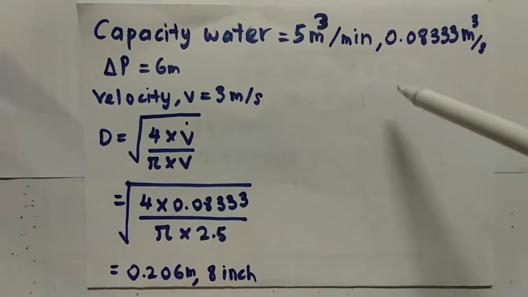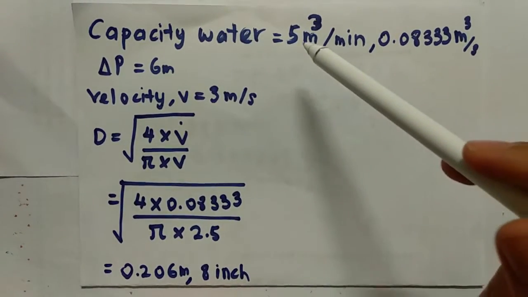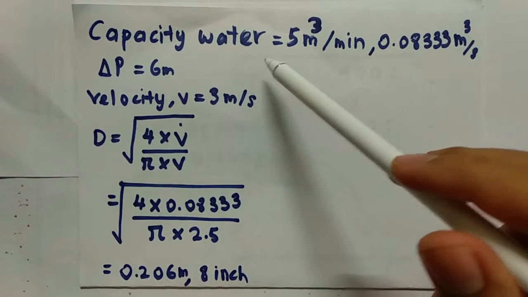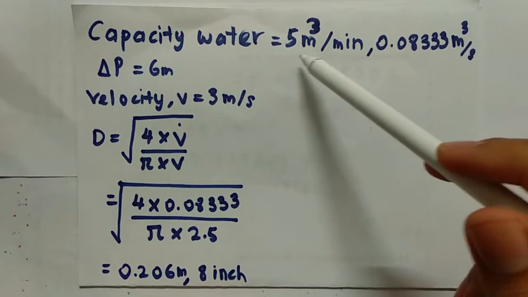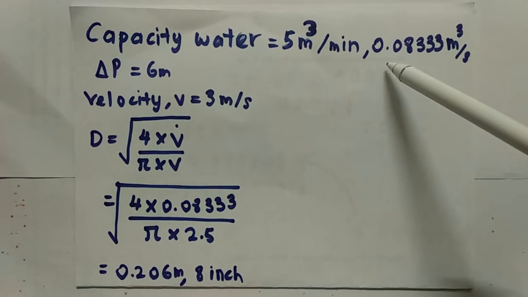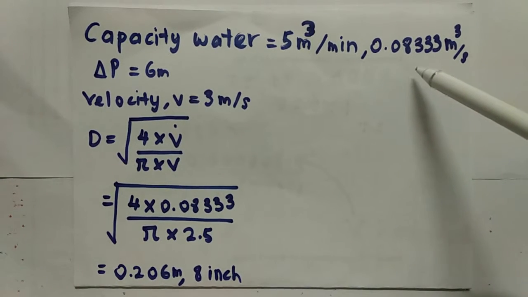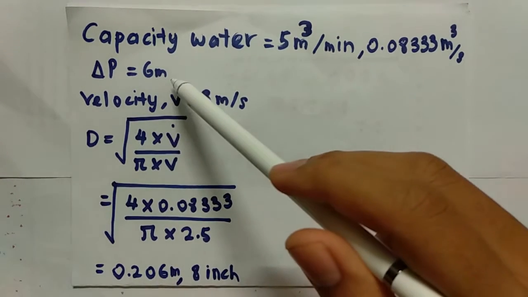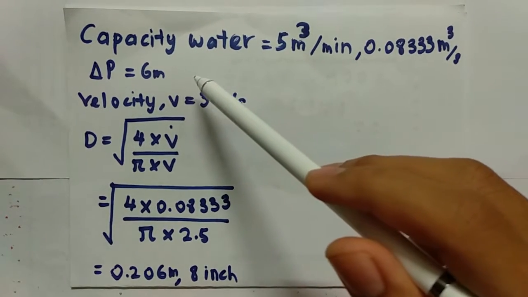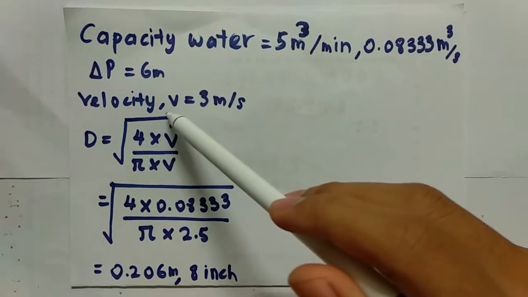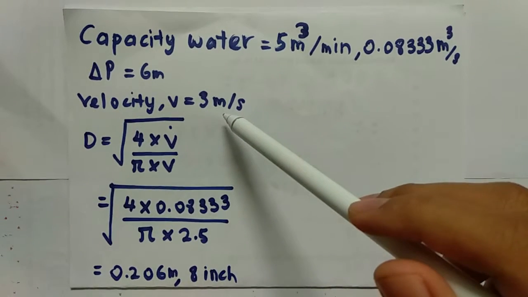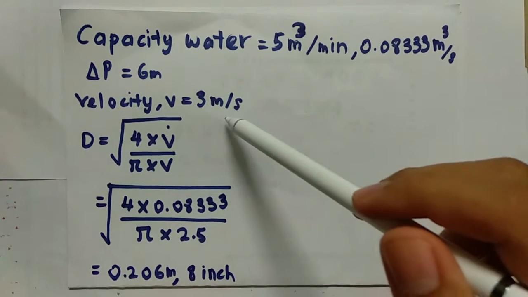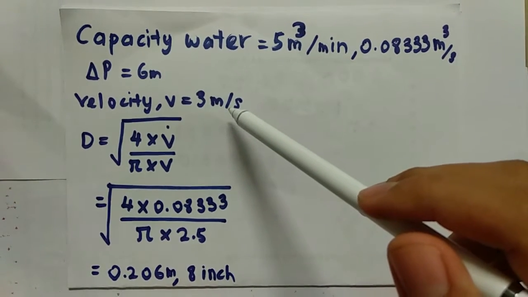Write the values that have been given in the question. For the capacity of water, or the flow rate, 5 meter cube per minute or 0.08333 meter cube per second. The pressure drop is 6 meter of water gauge and the velocity is 3 meter per second. So we need to keep the velocity at 3 meter per second or below.